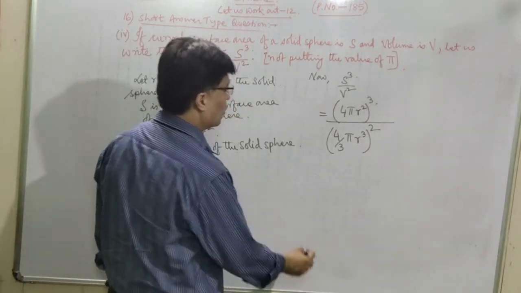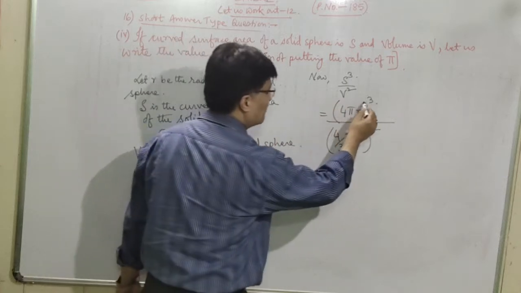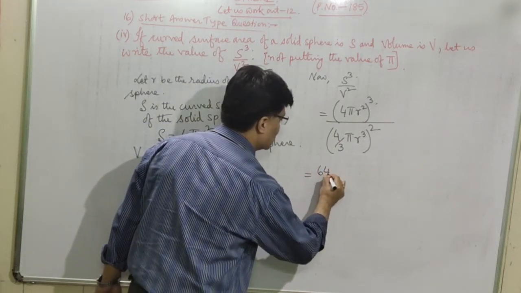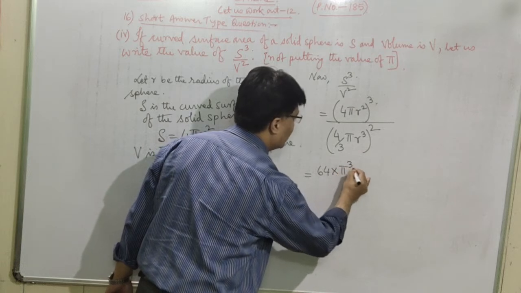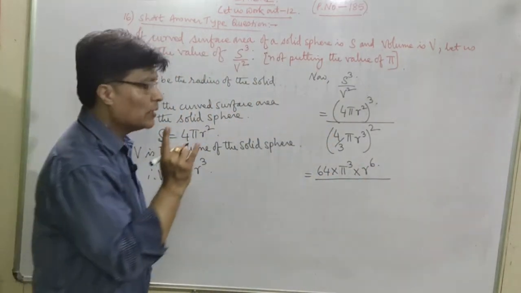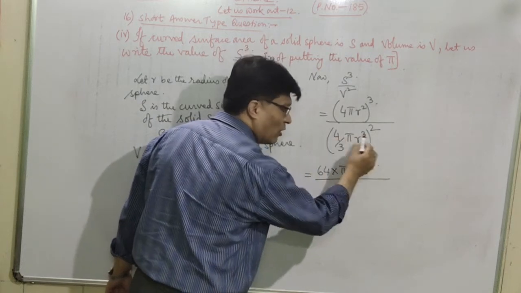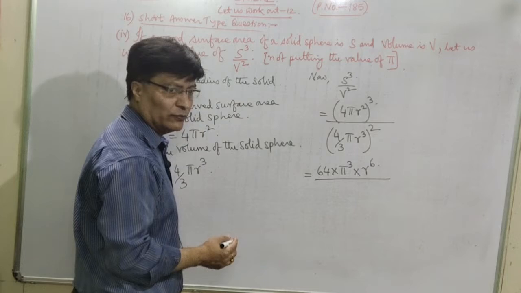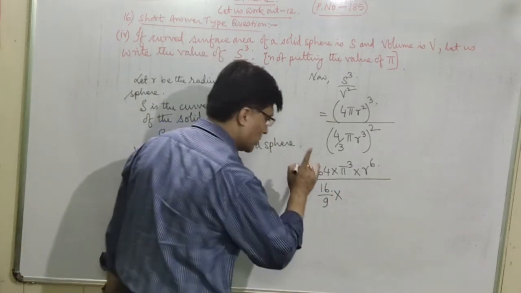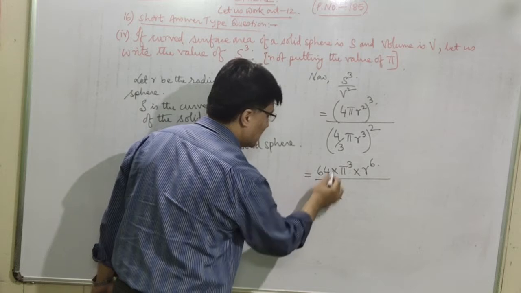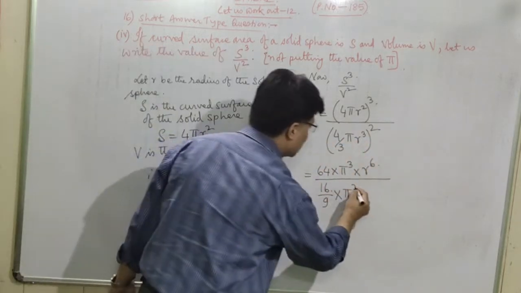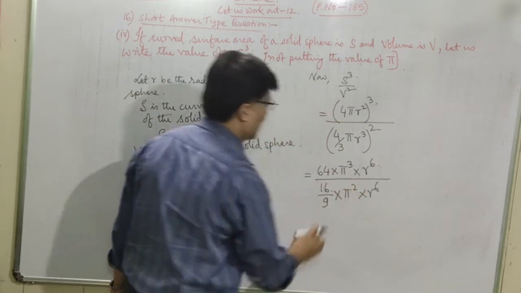Now let us simplify it. What is meant by 4 pi r square whole cube? This power 3 is for all these terms, that is 4 pi as well as r square. So what is 4 cube? This is 64 into pi cube into r square whole cube means r to the power 6, divided by, in the denominator, again this square is for all these terms, that is 4/3 pi as well as r cube. What is 4 square? 16, divided by 3 square is 9, into pi square, into what is r cube whole square? It is r to the power 6.